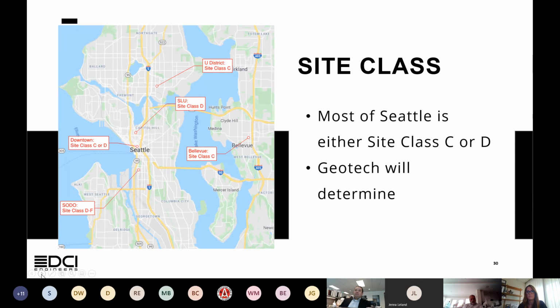A lot of those sites are on reclaimed land. So those are typically going to be in the D, E, or F range, where a site-specific analysis is going to be required. Looking out east across the lake in Bellevue, pretty much everything is on site class C, so it's not as much of a concern, but we do want to point that out for potential projects moving forward.